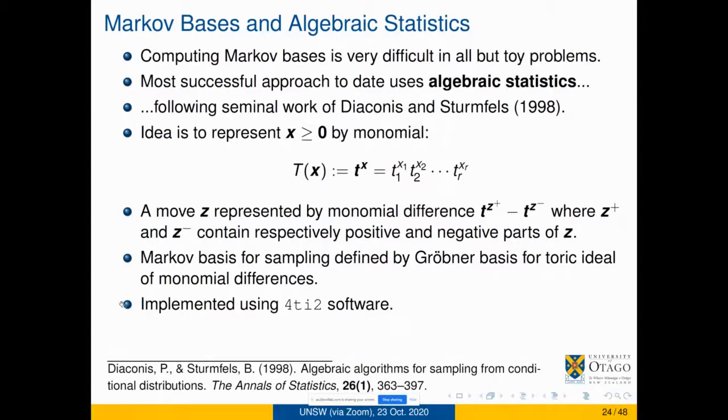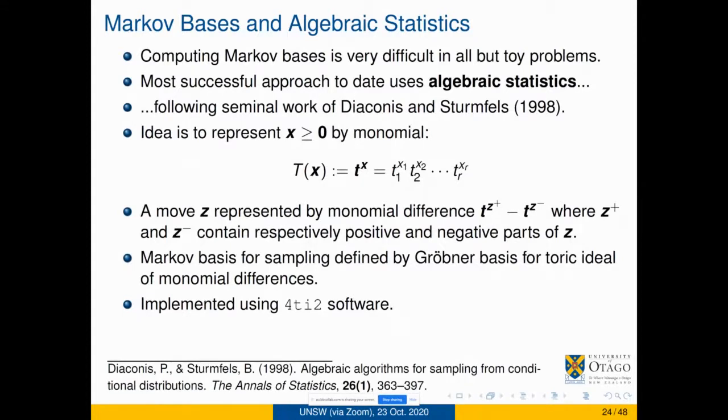So the idea is that you represent a point x in your fibre as a monomial, as a polynomial with an integer coefficient. So t to the x in vector form looks like t1 to the x1, t2 to the x2, and so on through tr to the xr, where the t's are just indeterminates. It might sound like a strange thing to do, but the reason why this is useful is that moves can then be represented by monomial differences.